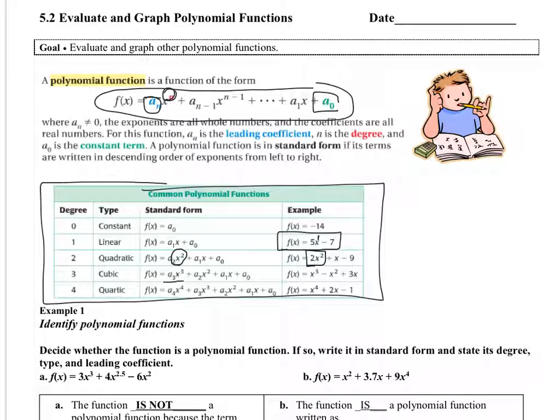Cubic is where the degree of the equation is 3, so this is a cubic. And a quartic is where the degree of the equation is 4, so this is a quartic equation because the degree is 4. You want to be familiar with those. I know for sure that's on the first quiz, and it shows up on the test as well.